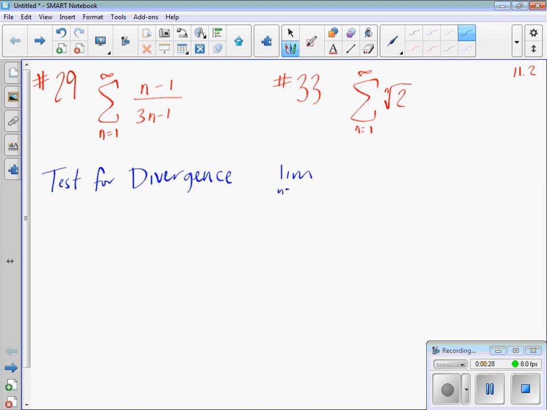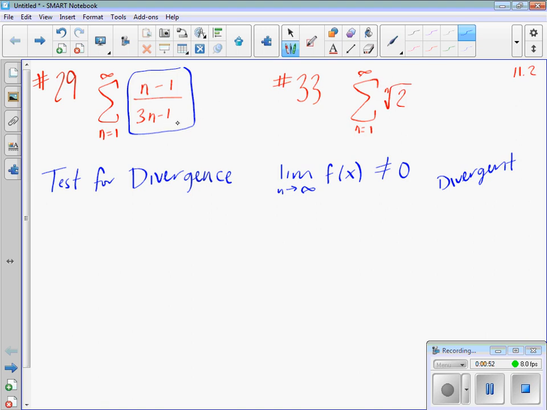So you take the limit as n goes to infinity of your function. And if it doesn't equal 0, what's true? It's divergent. Okay, this doesn't prove anything about convergence. If it equals 0, it's just inconclusive. But if we take this and take the limit as n goes to infinity, wouldn't you just get a third? Okay, and the same thing, this one's a little bit harder.